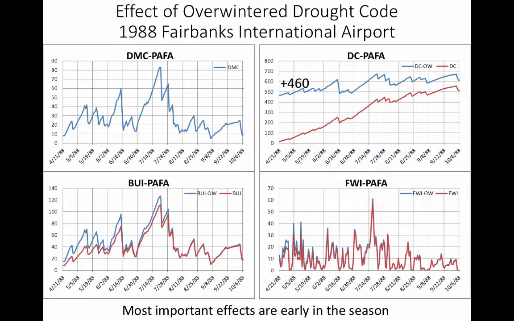Though its effect is indirect, elevated starting DCs, called overwintering, had their strongest effect early in the season in 1988, raising BUI 20 to 30 points in May and early June. The FWI was similarly most affected in the spring.